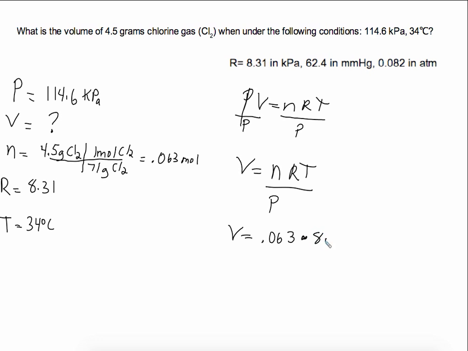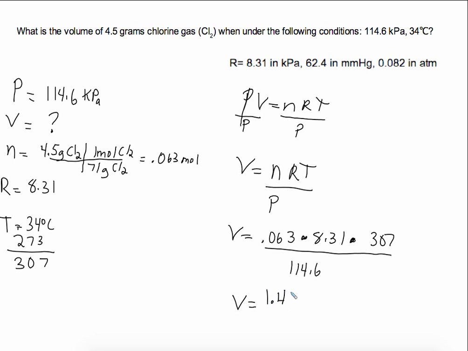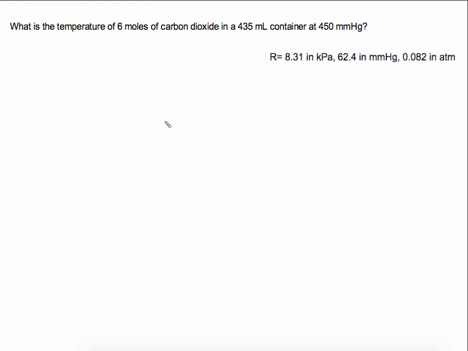So then we plug in the numbers. N is 0.063 times R, 8.31, times T. Oh, I forgot, I've got to change to kelvins. Never forget, change to kelvins. So that's 307 kelvin. I almost forgot. Divided by P, which is 114.6. So you do all that math, and V will equal 1.4 liters.